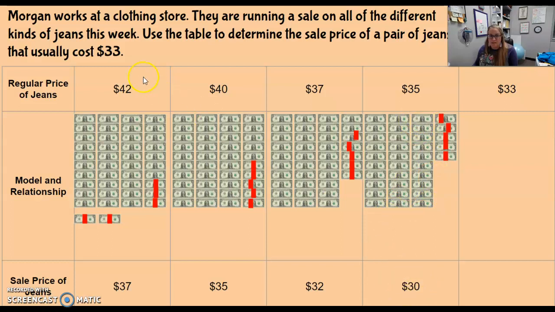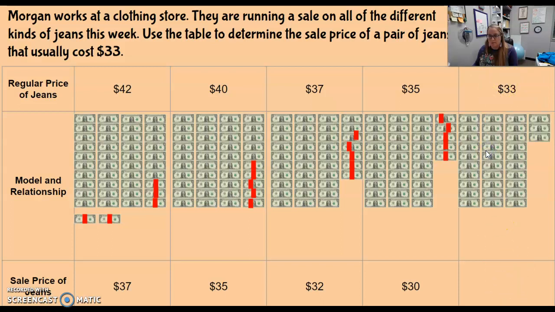So now we're getting to the one for the question. If it usually costs $33, how much will it cost if it's on sale? So the first thing I'm going to do is model it. So here's my 33, 10, 20, 30, 31, 32, 33.